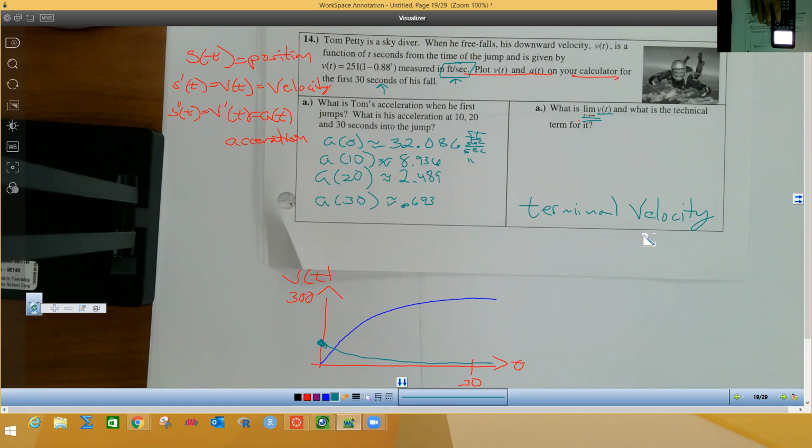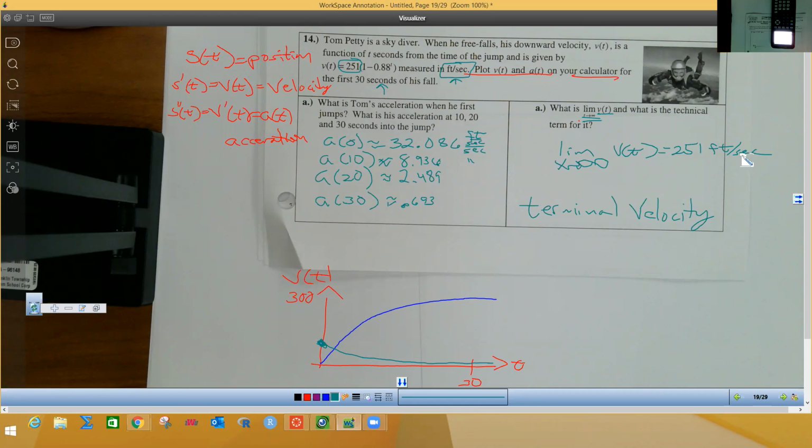Now as you look down that screen, as you're going down to 40, it's 249.50, and you keep going down, down, down. It keeps getting bigger and bigger. Well, what we're going to find out is the limit as x approaches infinity for the velocity is going to be this number right here in front, that 251. So it's going to reach a maximum velocity of 251 feet per second.